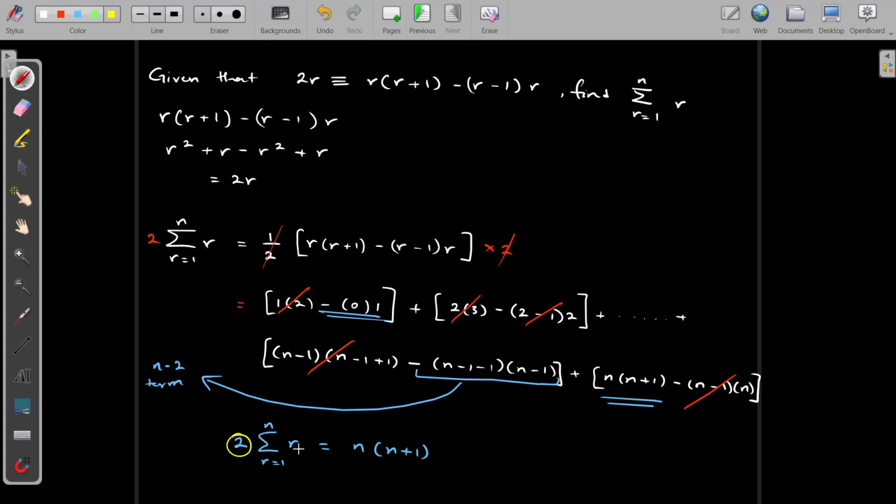So I was asking, how do we get rid of this 2? So this 2 is multiplying, so we look for the opposite operation. If it's multiplying, we're going to divide everything by 2. And once we do that, the sum when r is equal to 1 up to n is going to be n times n plus 1 over 2. Does this look familiar to you? N times n plus 1 over 2.